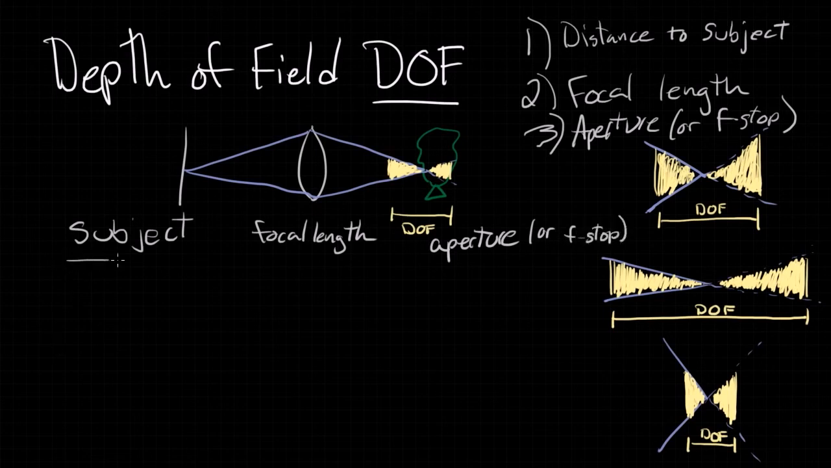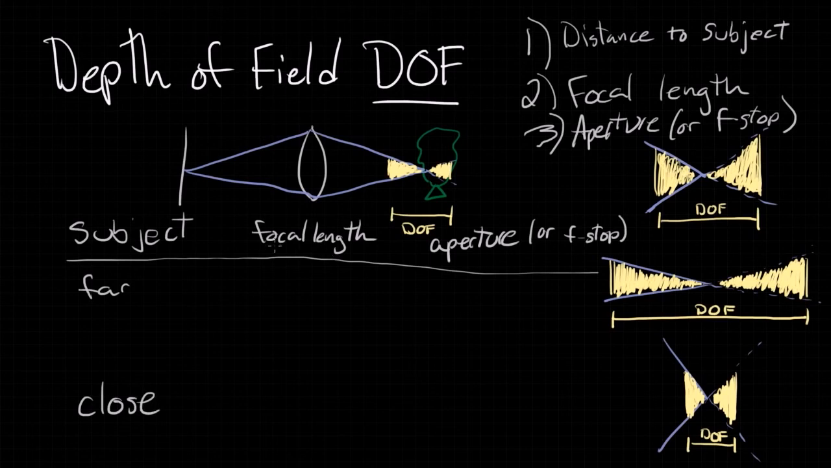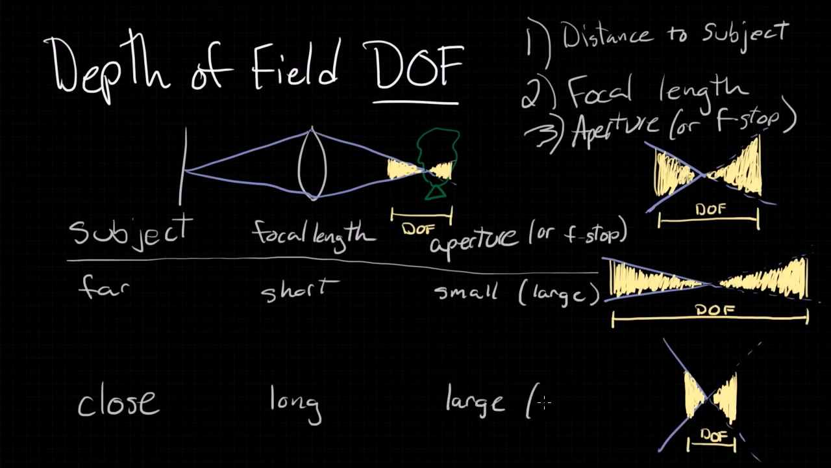So if we want to look at what these do, if we want a nice wide depth of field, we want our subject far. If we want a shallow depth of field, we want our subject close. If we want a wide depth of field, we want a short focal length. For a shallow depth of field, we want a long focal length. So for aperture, if we want a wide depth of field, we want a small aperture, which of course means a large f-stop. And if we want a shallow depth of field, we want a large aperture, which of course means a small f-stop.